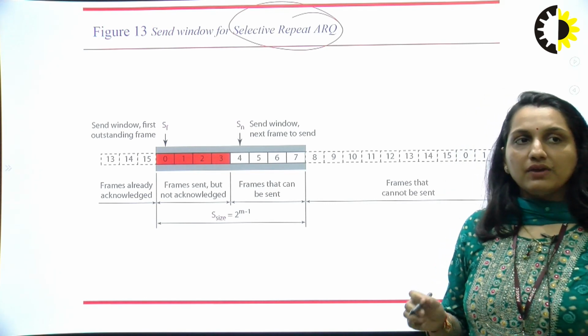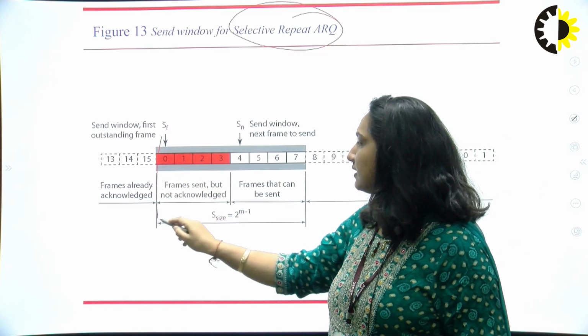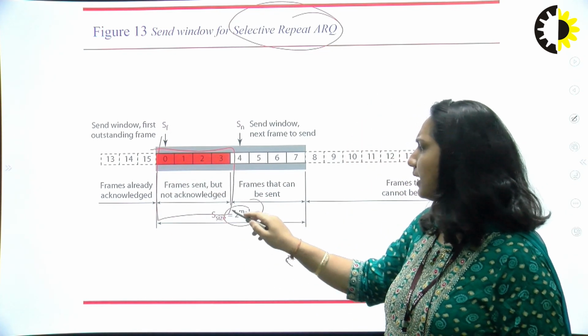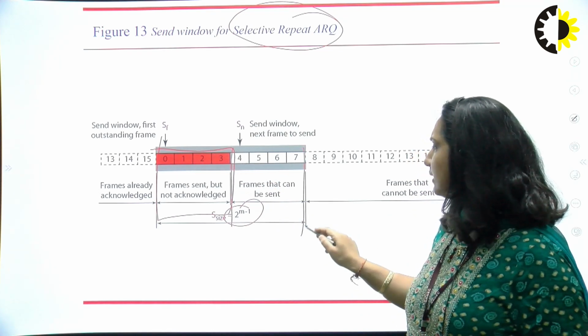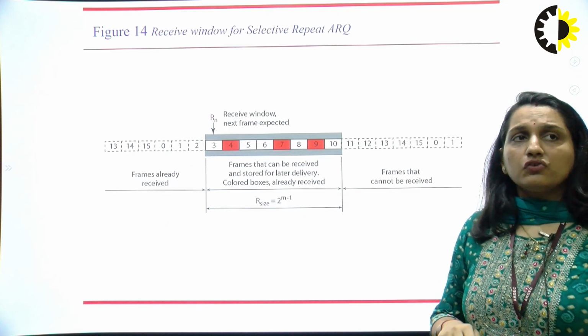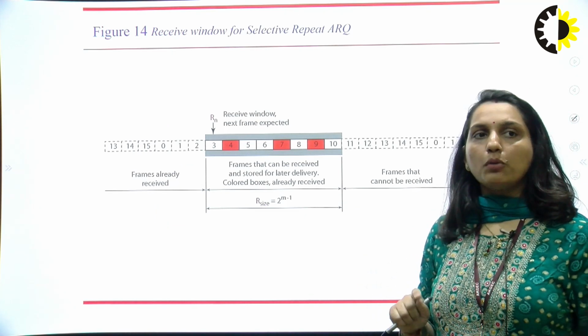Here, frames are sent, and we have to send the acknowledgement. The size is 2 raised to power m-1, and the frames have to be sent, and these frames are not being sent because they are not received from the upper layer. So these are on the receiver side. In this, we are having a window on both the sides.